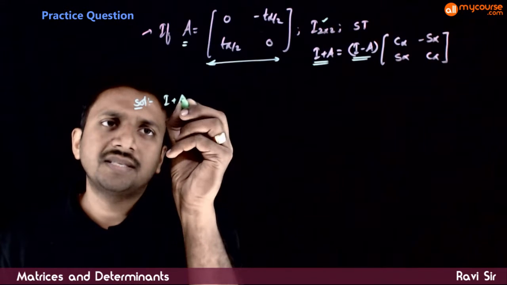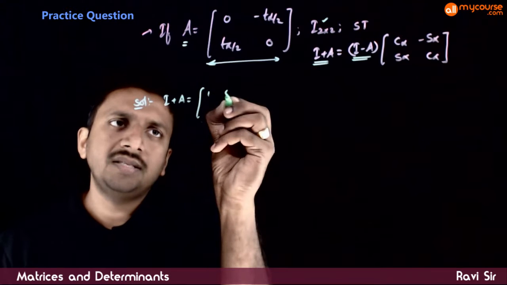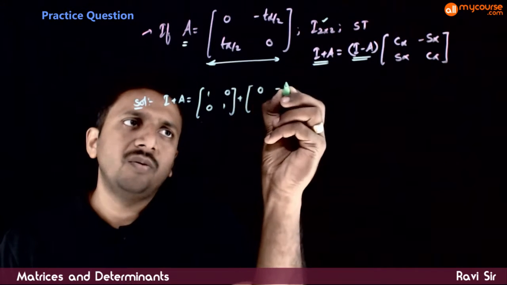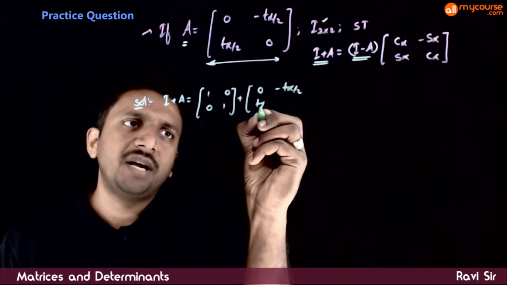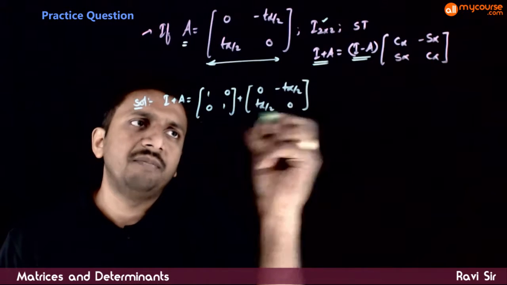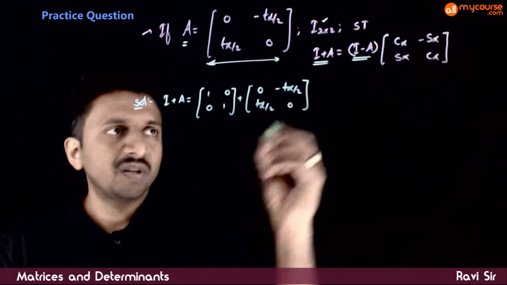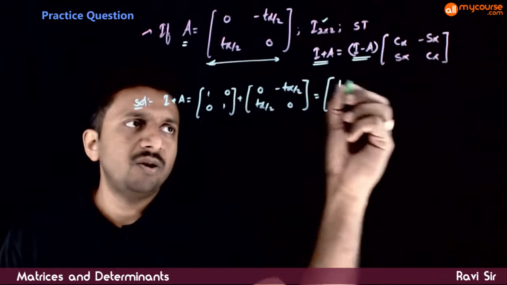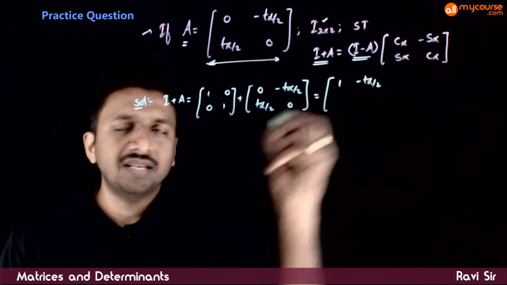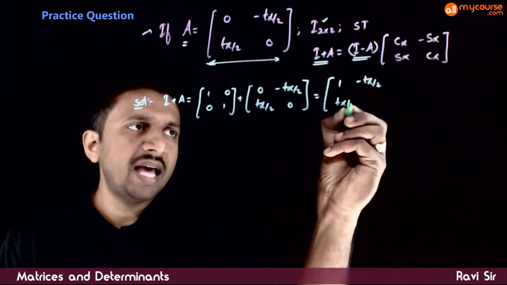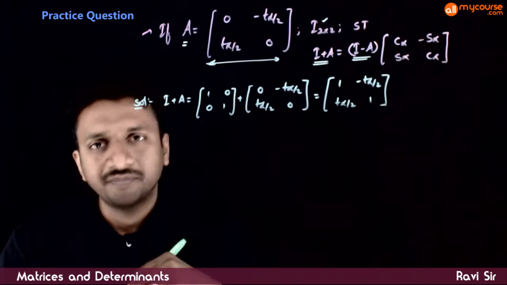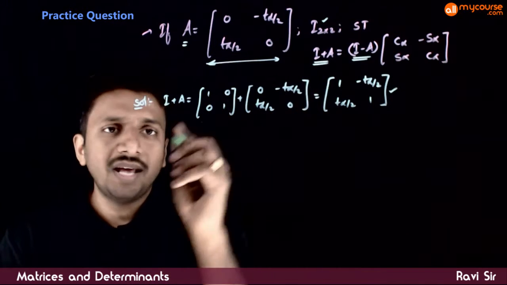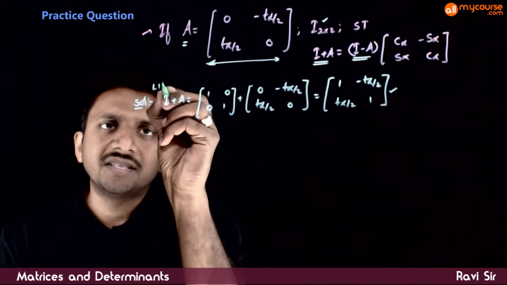So I plus A is [1, 0; 0, 1] plus [0, −tan(α/2); tan(α/2), 0]. That is equal to 1 plus 0 is 1, 0 minus tan α by 2 is minus tan α by 2, tan α by 2, and 1. So this is I plus A. This is my LHS.